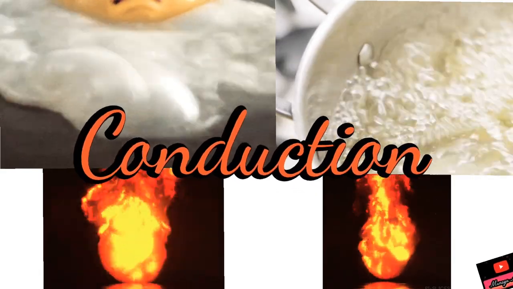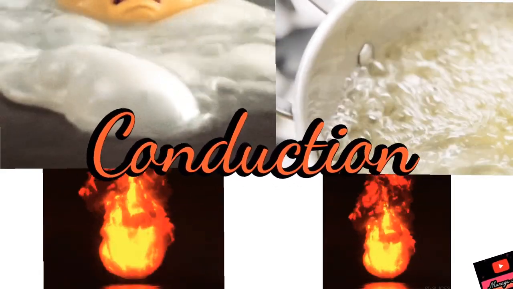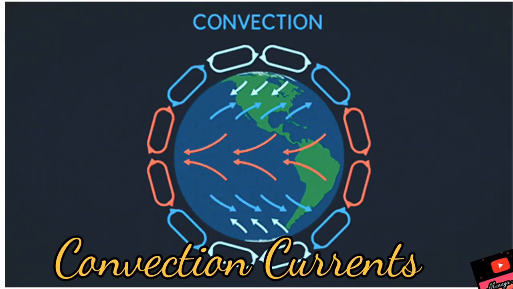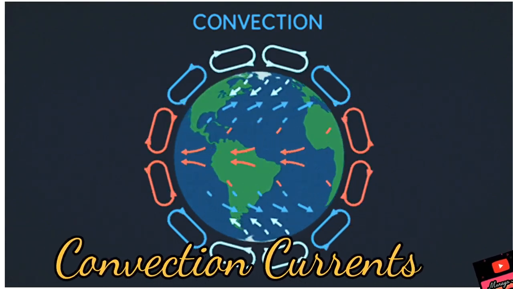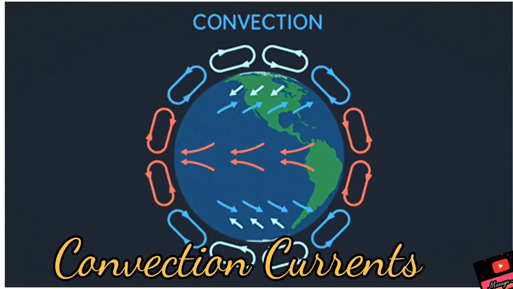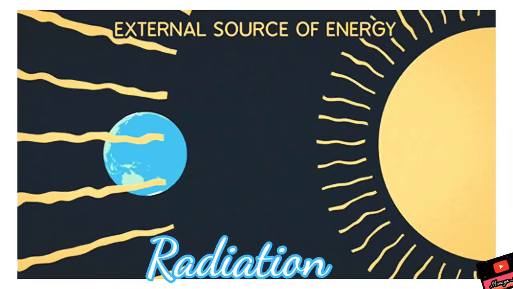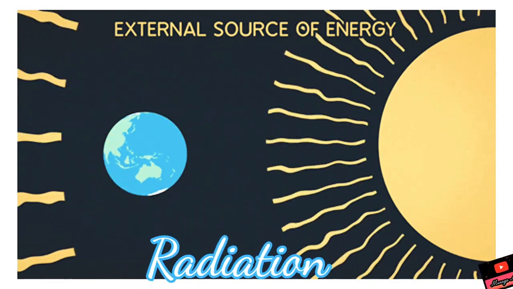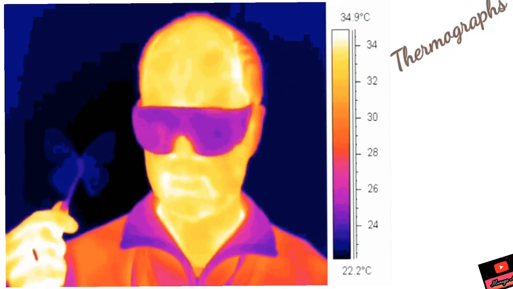Conduction is the process by which this frying pan and this saucepan are being heated. Convection currents are the currents that keep our wind, air, and water circulating around the earth. Radiation is the type of energy transfer by which we get energy from the sun. We get sunlight from the sun.